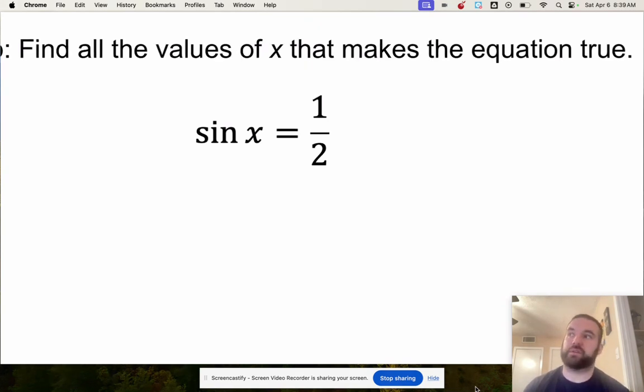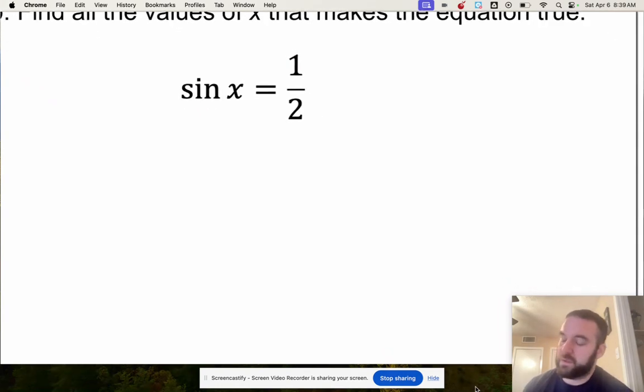And I want this only in radians. So we're only going to work with radians today when we're solving equations. If I said find all of the values of x that make the equation true, tell me every place on the unit circle where sine is equal to 1/2. Well, I know sine is equal to 1/2 at pi over 6.